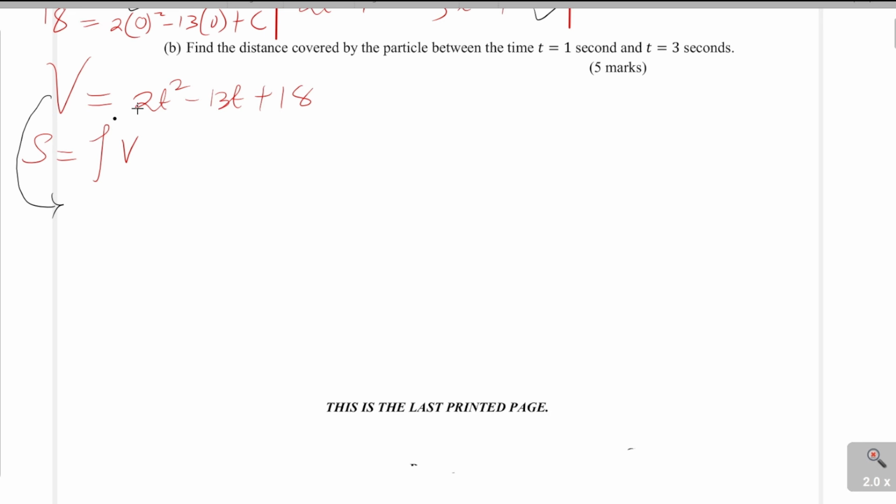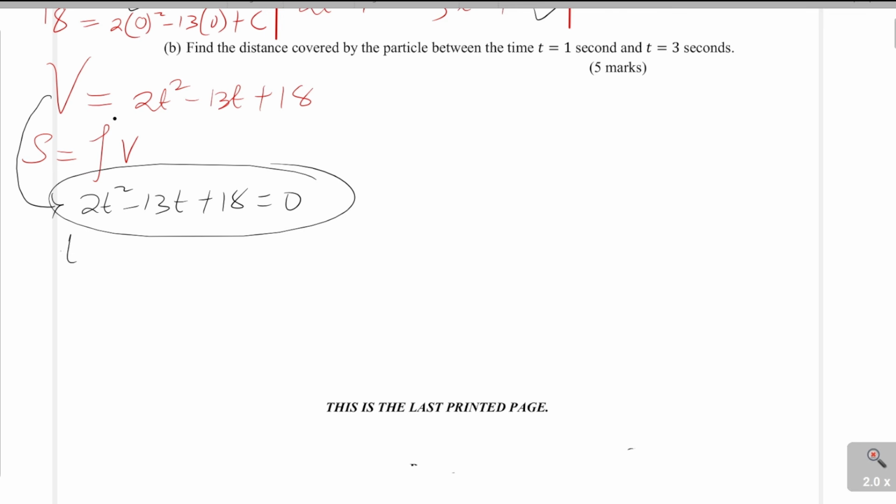So this is what you're supposed to integrate, 2t squared minus 13t plus 18. And therefore, to check where this curve cuts the x-axis, you're going to equate this to 0. 2t squared minus 13t plus 18 is equal to 0. We have already solved this and found two values of t: t is equal to 2 and t is equal to 4.5. So if you're integrating from 1 to 3, you can see there's another instance here, t equal to 2, within the interval.